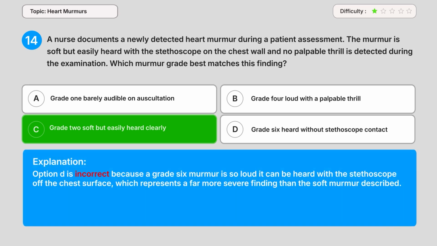Option D is incorrect because a grade 6 murmur is so loud it can be heard with the stethoscope off the chest surface, which represents a far more severe finding than the soft murmur described. Heart murmur grading shows up on exams because the definitions are very precise. This scenario describes a murmur that is soft but easily heard with the stethoscope on the chest, with no palpable thrill. That's a grade 2 murmur.